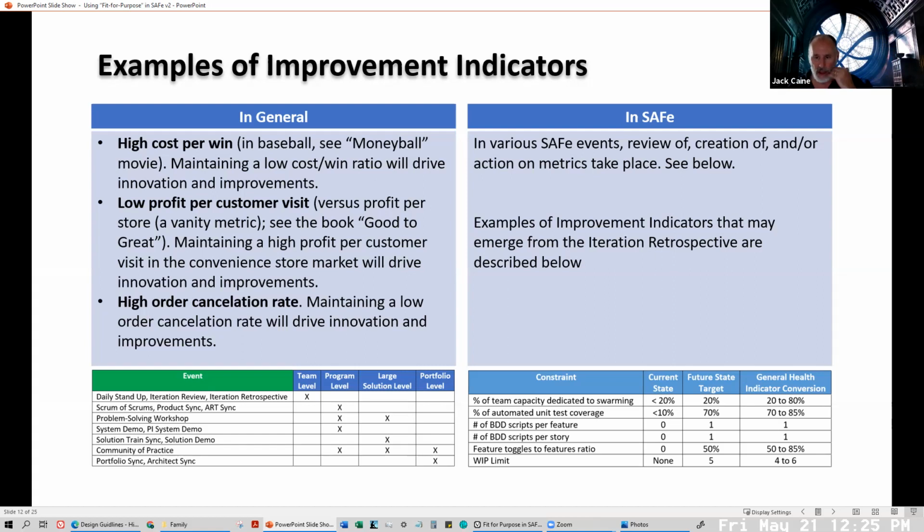as well. Feature toggles to features ratio. Maybe we're not doing any of that yet. Maybe we'll want to have 50% in the future state as our target, and then the general health indicator might be a 50 to 85% range. We're good to go anywhere in there. WIP limits. That's going to be very contextual. Maybe the current state is none. A future state target might be 5. Four to six might be the general health indicator after experimentation.